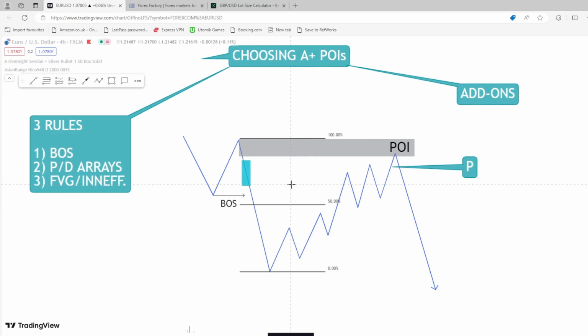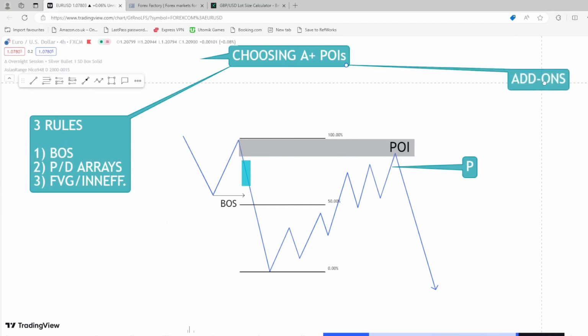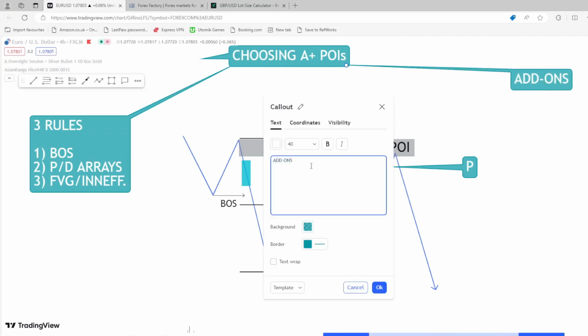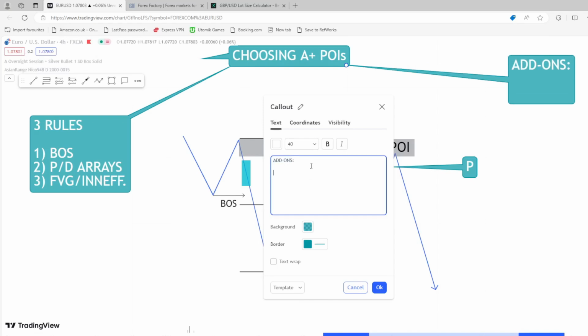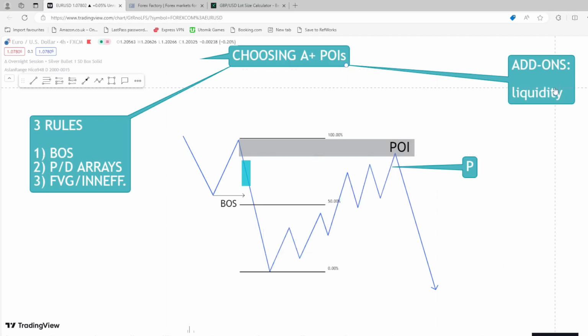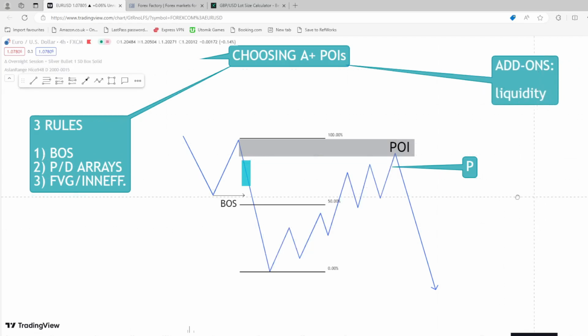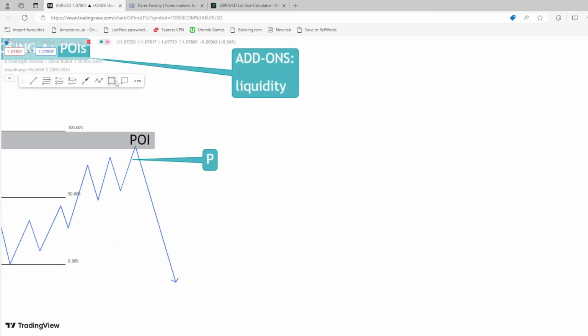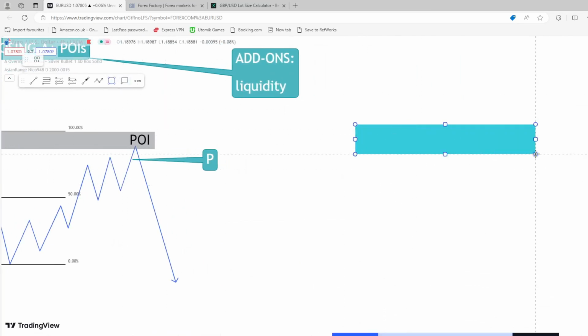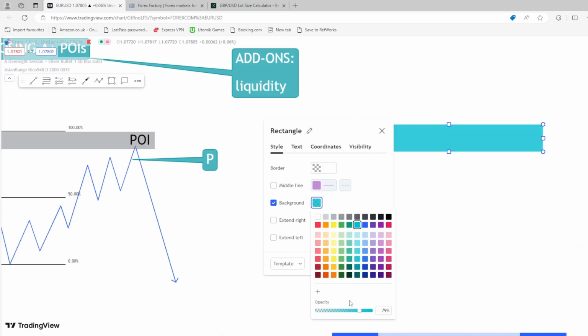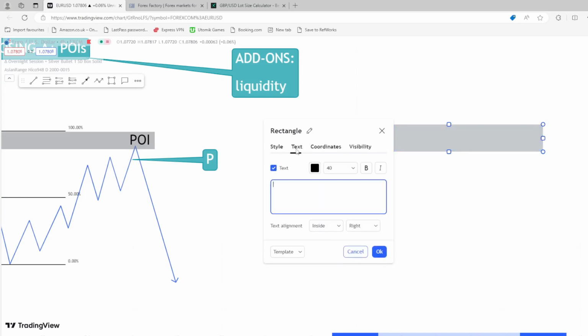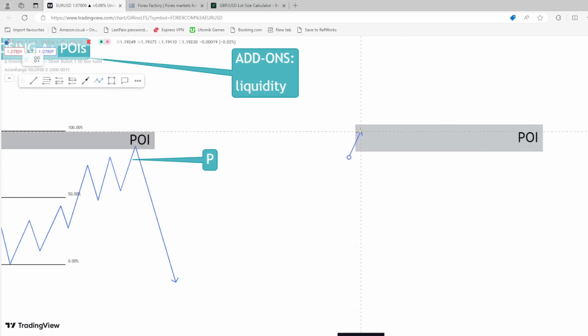So with these 3 rules being met, what are the confluences? What are those add-ons that we're looking for in price that also make our POI more high probability? A lot of it comes down to liquidity. What do I mean by liquidity? Liquidity often comes in the form of inducements. If I just take this to the side for a second, if we have a POI like this, if this is our bearish POI, we've seen price displace from it, giving us a fair value gap in this region.